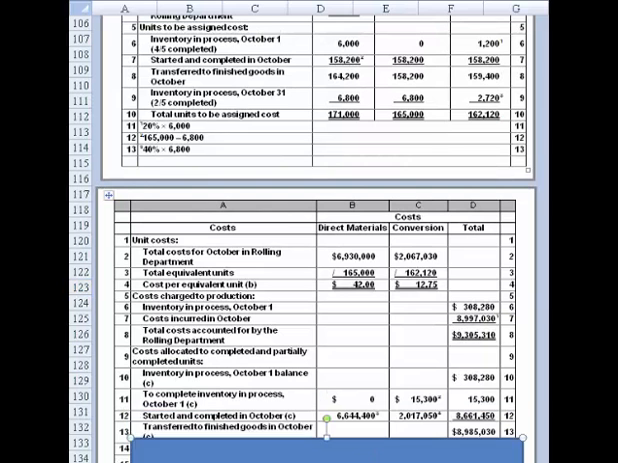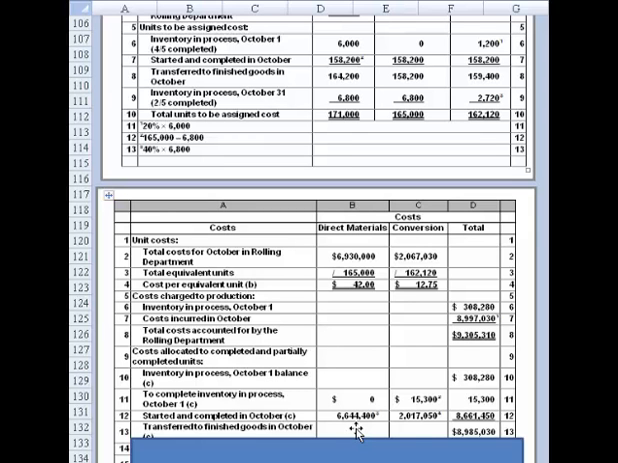Okay, and if I slide on down, we've got the same kind of calculations for the started and completed. 158,200 units is multiplied times the $42, or is the number of units multiplied times the $42.